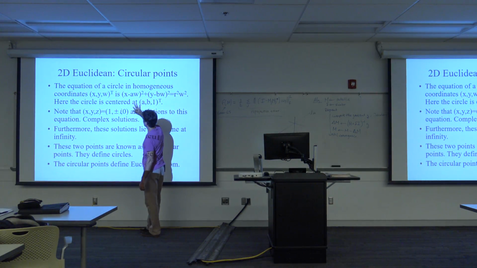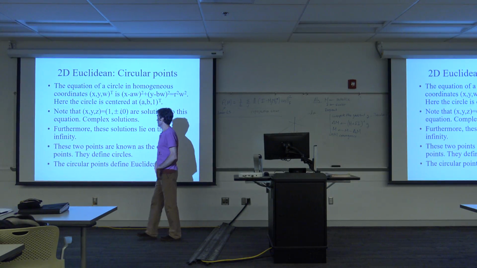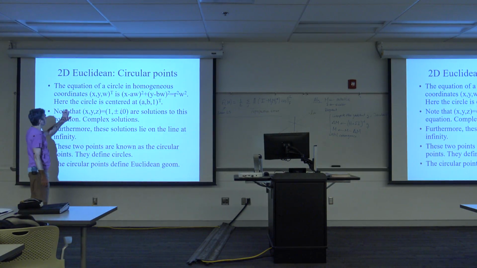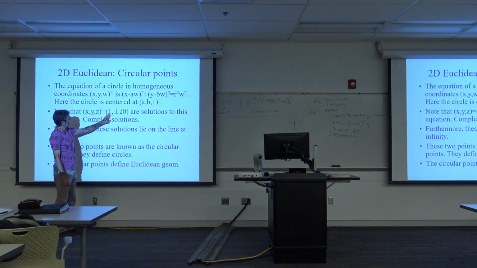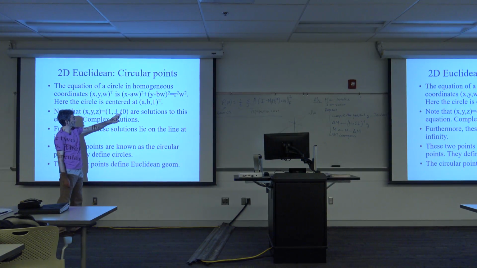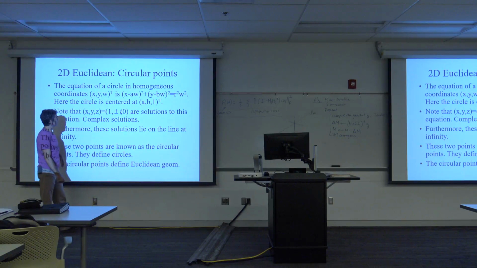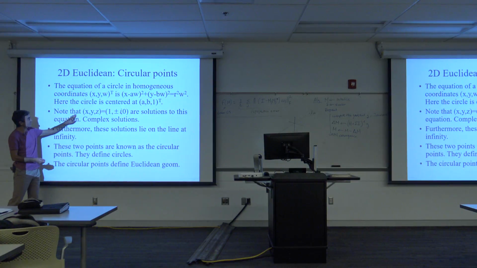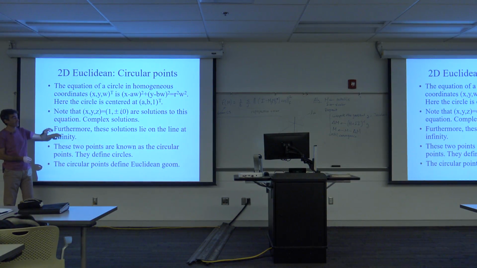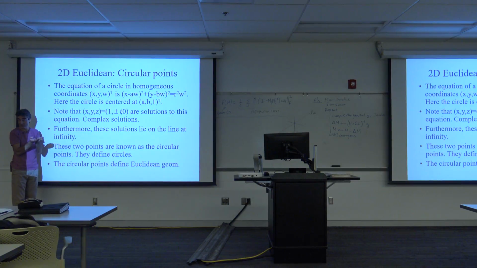And here that means that the circle is centered at AB, or in homogeneous coordinates, AB1. And now, what do you have? Now, you have this x, y, z point, and if this is equal to 1, either plus or minus I, 0, these are the solutions of this equation. They are complex solutions, but these are the solutions for the circle. So you can actually use that solution to define circles in homogeneous coordinates. And that's how you can actually find the Euclidean geometry.